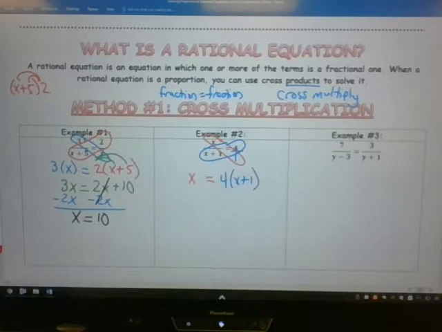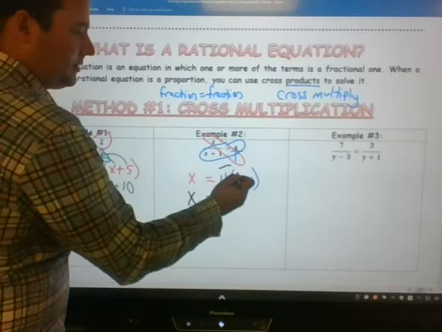Now we're going to try and solve this equation. So really, you've done everything below this line. You just have to do the cross multiplication when having two fractions. So here we're going to bring down the x. We have x equals 4 times x is 4x. 4 times 1 is 4.